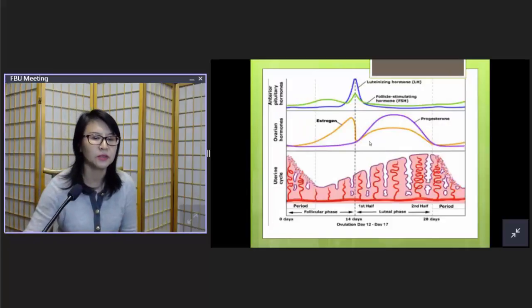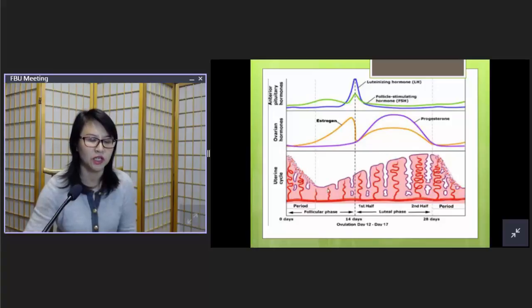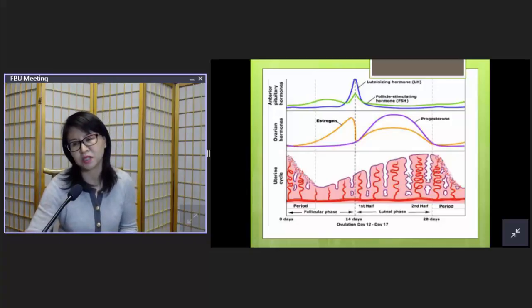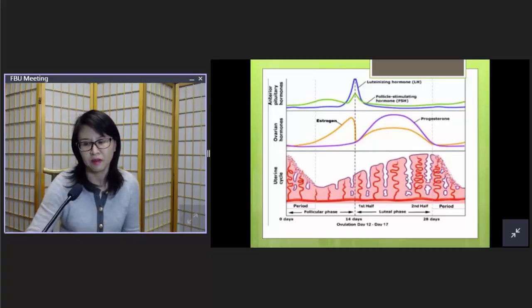And the next slide is about estrogen, progesterone, and the inner lining of the uterus. So all those linings, some people say, my doctor said my lining is not thick enough. If it's not thick enough, the embryo cannot implant. Some patients will say, my lining is too thick. Too thick is not good either, because the embryo cannot grow.